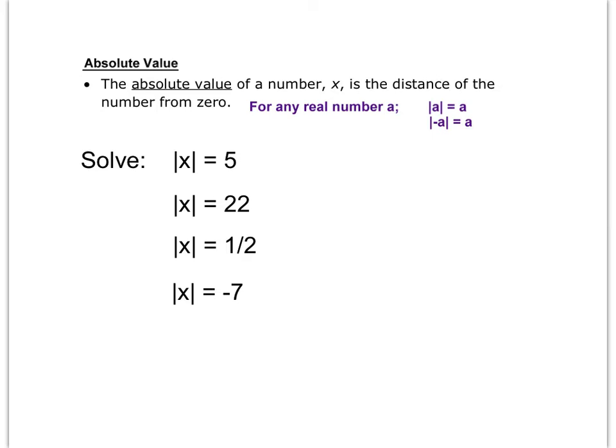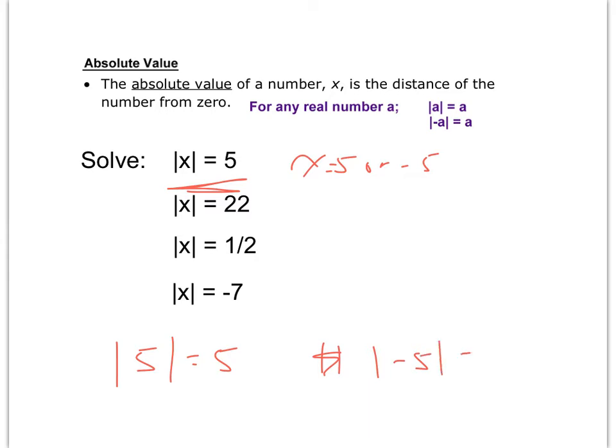So, let's look right here. Let's solve for x. What does x equal if the absolute value of x is 5? We know x equals 5 or negative 5. And the reason for that is the absolute value of 5, of course, is positive 5, and the absolute value of negative 5 is also equal to positive 5.